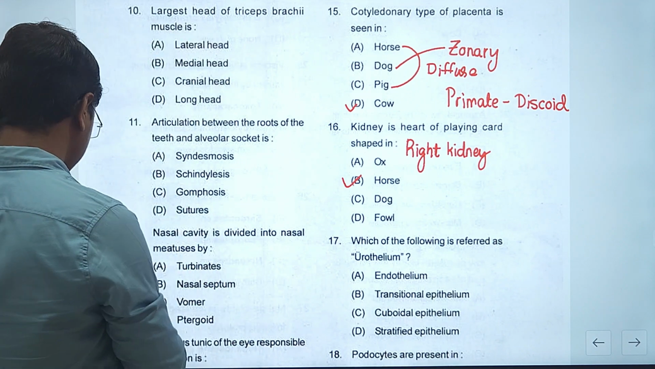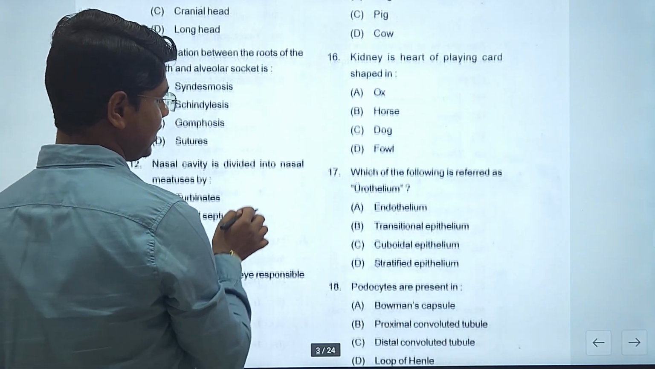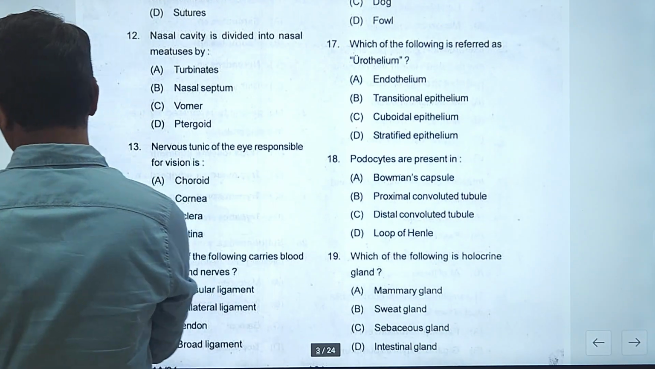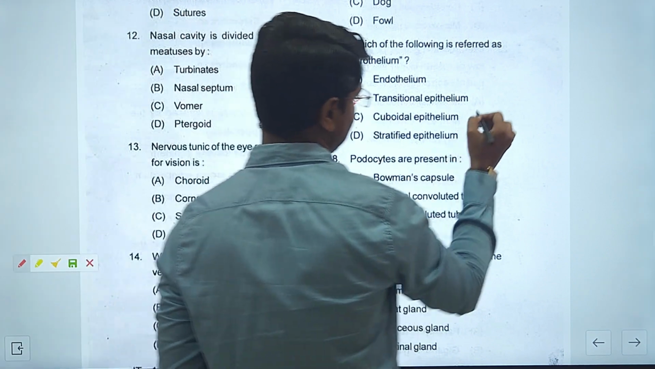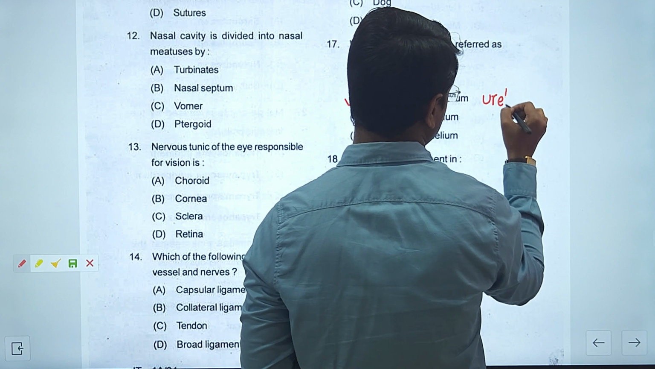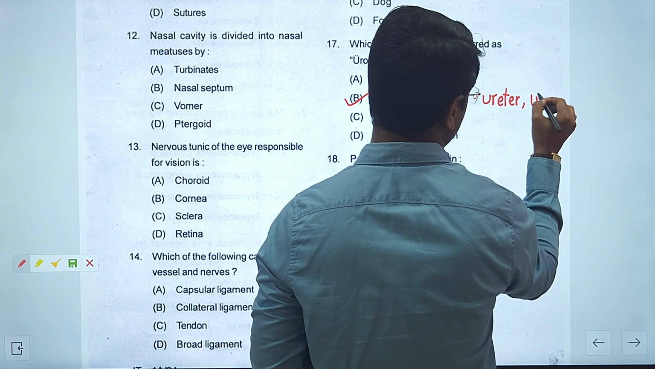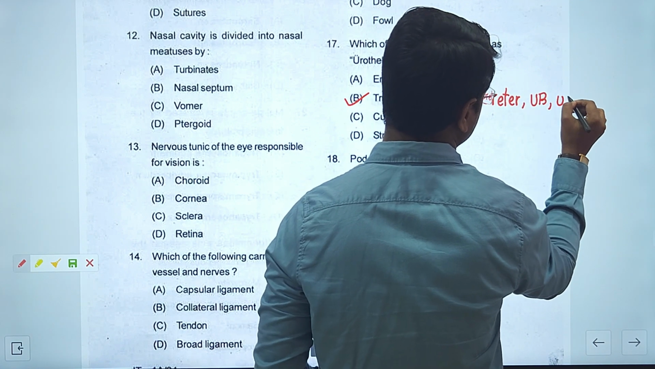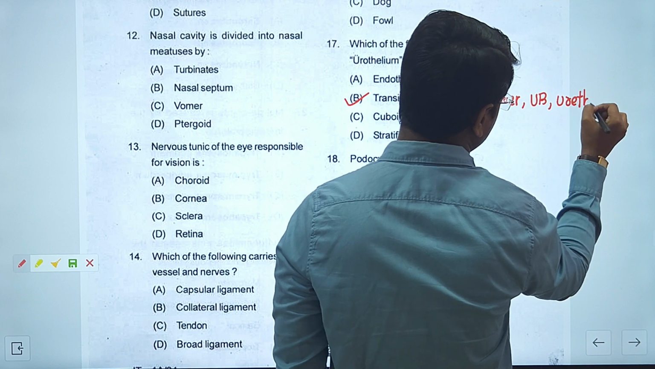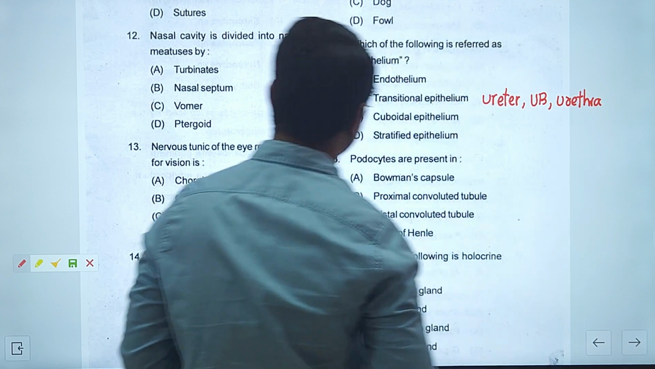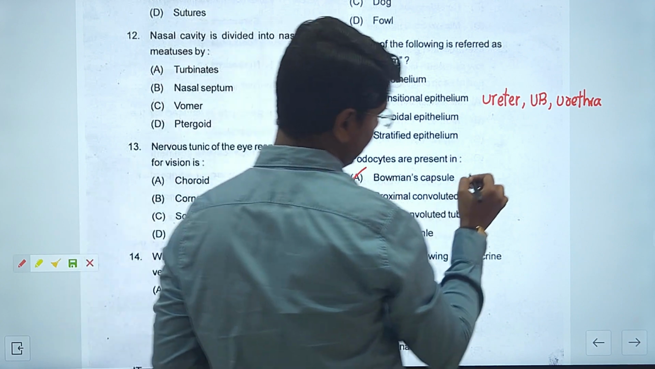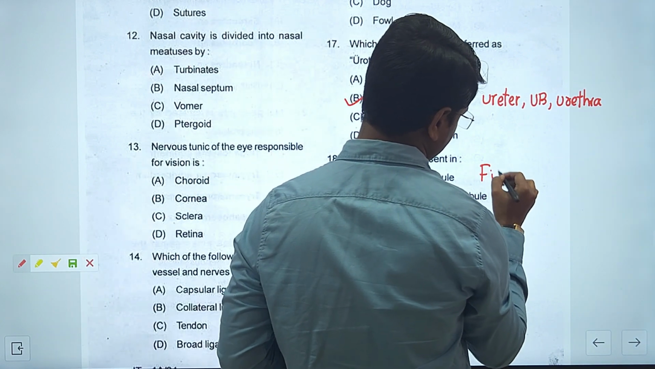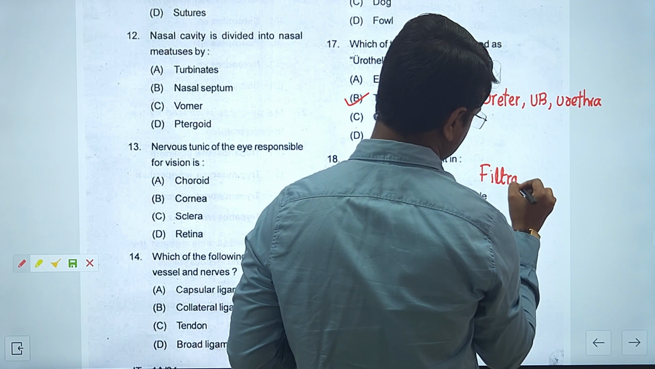Next question. Which of the following is referred to as urothelium? It is a very common question. It is transitional epithelium. We will find transitional epithelium in ureter, urinary bladder, and urethra. Okay. Podocytes are present in Bowman's capsule. They form the filtration slits.